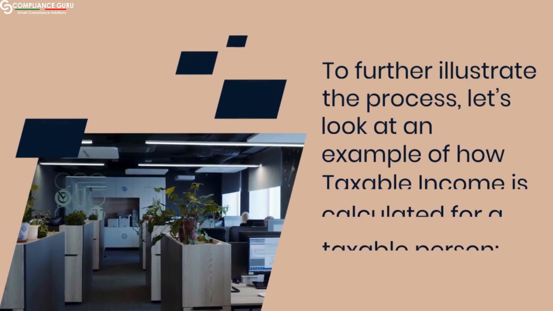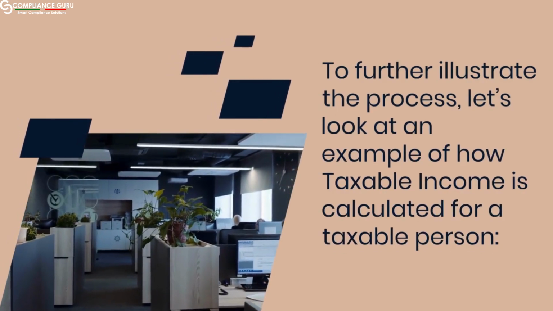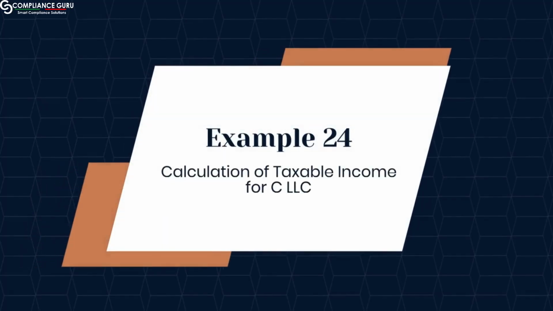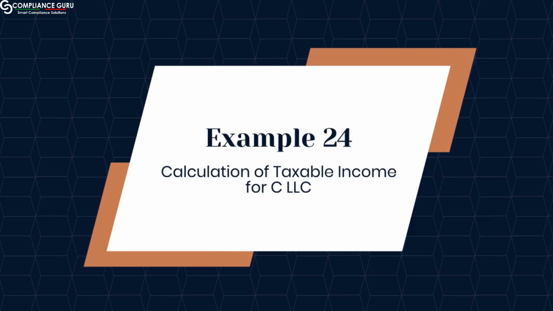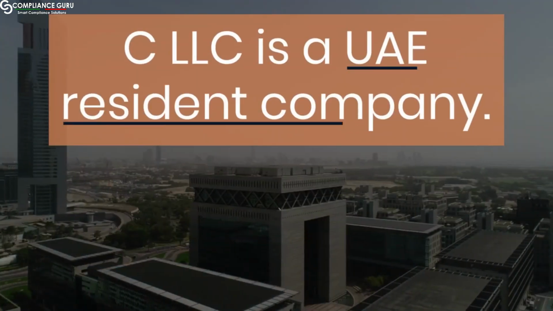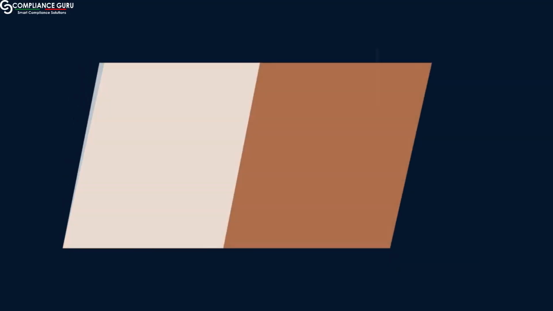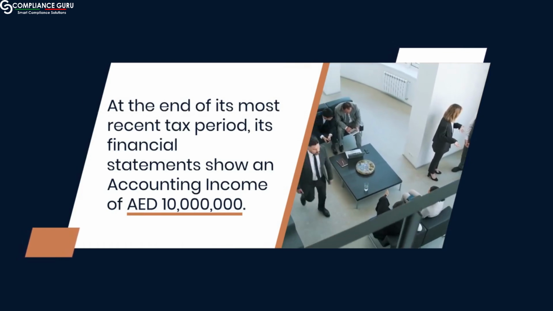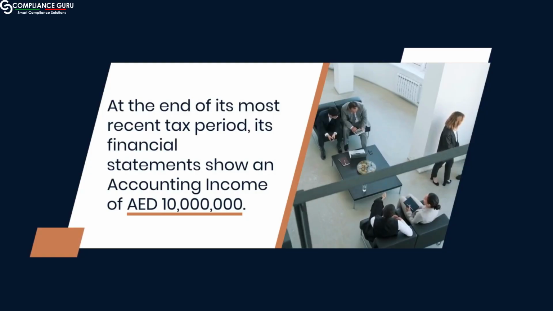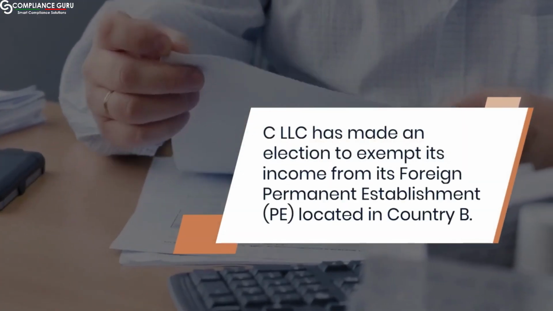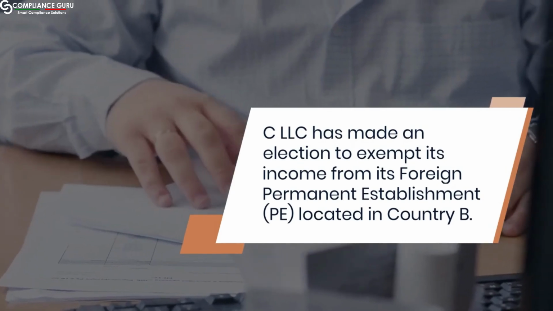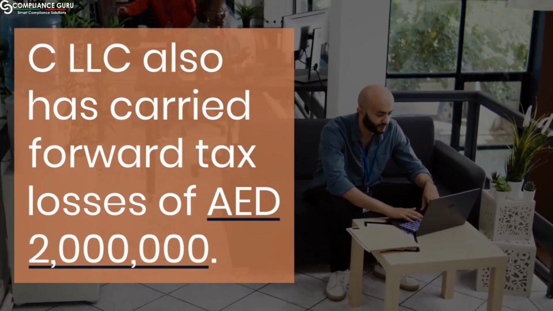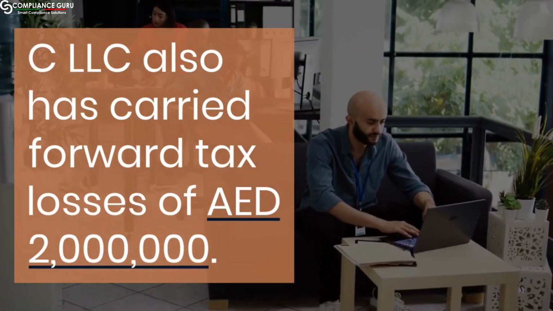Example of calculation of taxable income. To further illustrate the process, let's look at an example of how taxable income is calculated for a taxable person. Example 24. Calculation of taxable income for C LLC. C LLC is a UAE resident company. At the end of its most recent tax period, its financial statements show an accounting income of AED 10 million. C LLC has made an election to exempt its income from its foreign permanent establishment, PE, located in country B. C LLC also has carried forward tax losses of AED 2 million.